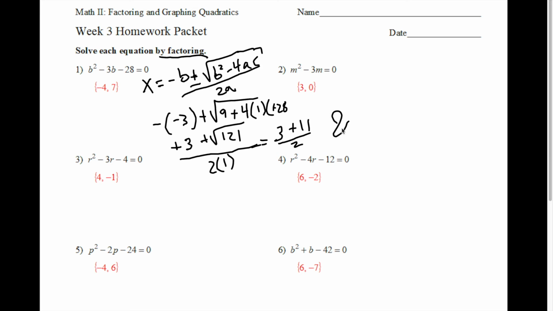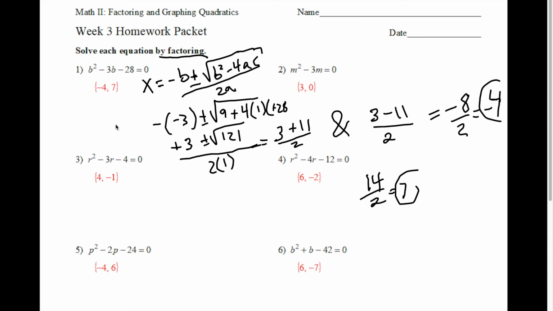And that's a plus and minus sign. And 3 minus 11 over 2. All right. On one hand, we've got the plus. On the other hand, we've got the minus. So 3 plus 11 over 2 is 14 over 2, which is 7. And 3 minus 11 over 2 is negative 8 over 2, which is negative 4.